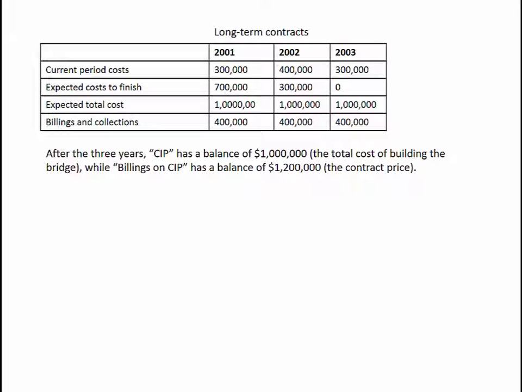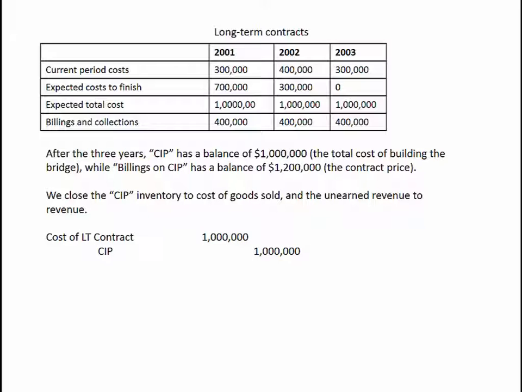Again, after 3 years, the construction in process account has a balance of $1 million. That's the total costs that we have debited to that account over the 3-year building process, while the billings on construction in process has a balance of $1.2 million, the contract price. So we're going to close the construction in process to cost of goods sold, and we're going to go ahead and close the unearned revenue, the billings on construction in process, to revenue. So there's where our inventory becomes cost of goods sold essentially, and there's where our unearned revenues become contract revenues.